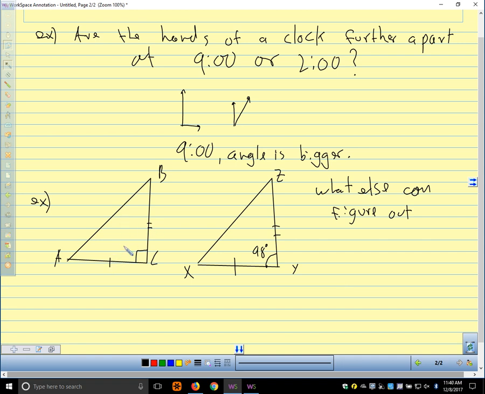Well, we have two sides of this triangle congruent to two sides of this triangle. This is a 90-degree angle and this is a 98-degree angle. So what else do we know? Yeah? XZ is greater than AB. XZ has to be greater than AB. This is a bigger angle. The door is wider open. So we have more room to walk through on this side than we do on that side. All right, questions there?